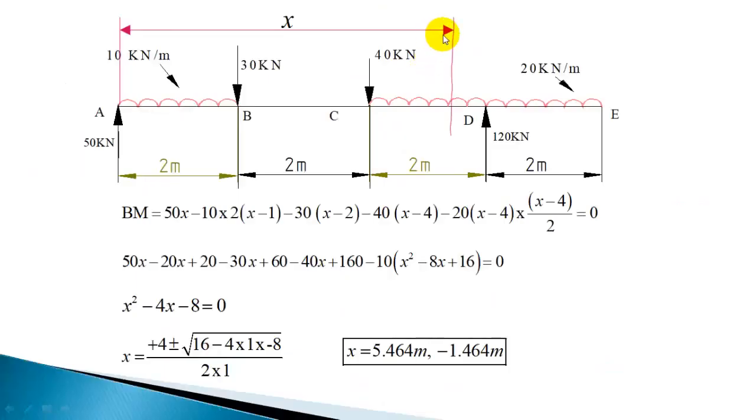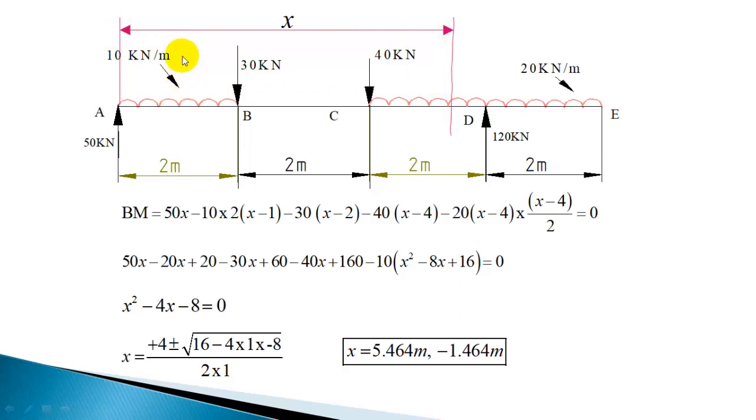Now let us write down the bending moment equation for that section. We will take a section here at a distance x, because the point of contraflexure is coming in the section CD. So we will write down the bending moment equation for that section. 50 is producing a clockwise moment, so 50x. Now this part of UDL is 20 kilonewton, but since x is a variable, you cannot get the value of distance directly. You should take it in terms of x.